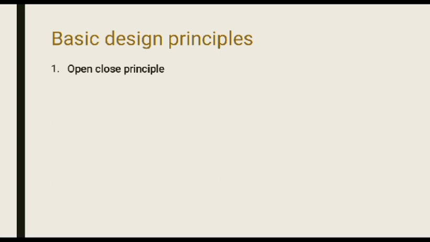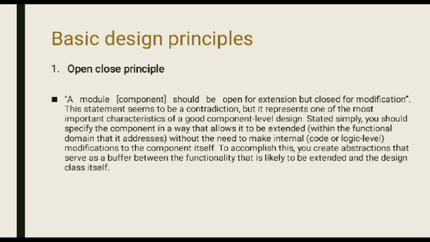There are 7 principles. First one, open close principle. A module should be open for extension but closed for modification. This statement seems to be a contradiction, but it represents one of the most important characteristics of good component level design.